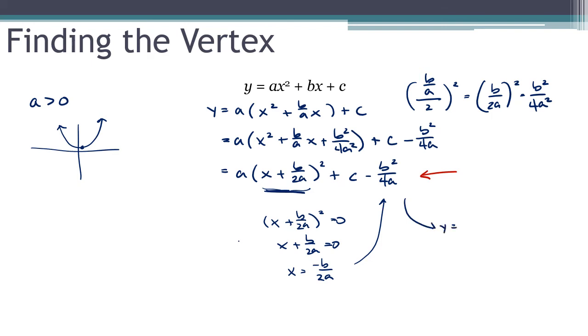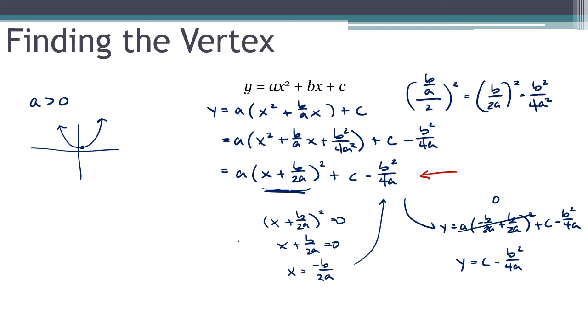Well, it's y equals a times negative b over 2a plus b over 2a, you see what's about to happen there, squared, plus c minus b squared over 4a. This whole part here becomes 0. And all that's left is y equals c minus b squared over 4a. Now that's not nearly as elegant a formula as the one for x. And in fact, I don't know anybody who ever actually remembers that thing.